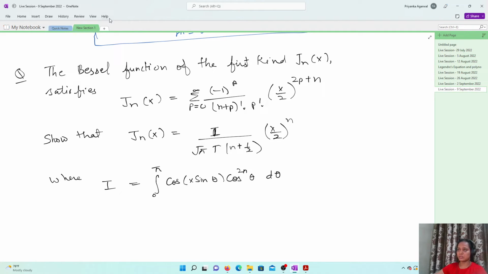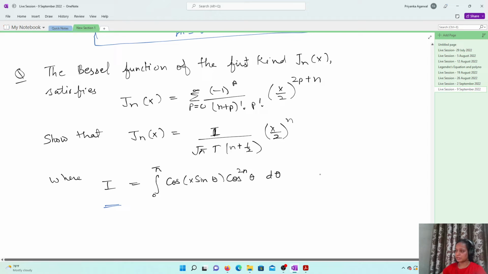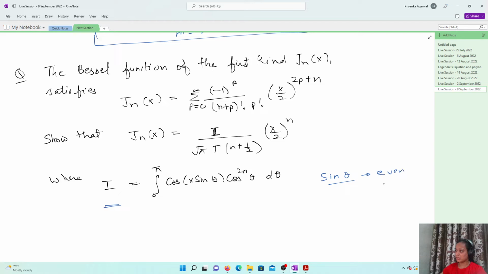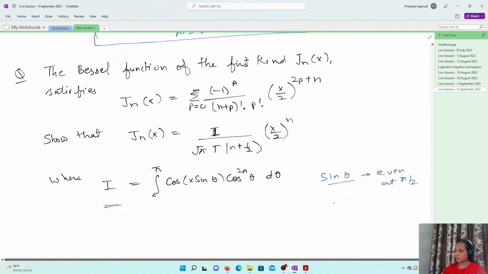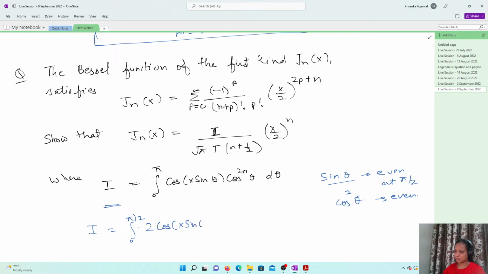Okay, now to solve this, let's first look at this particular integral. Here we know that sin theta is an even function around pi by 2, and cos square theta is also an even function. So we can write I as integral 0 to pi by 2 and take 2 over here, 2 cos of x sin theta cos to the power 2n theta d theta.